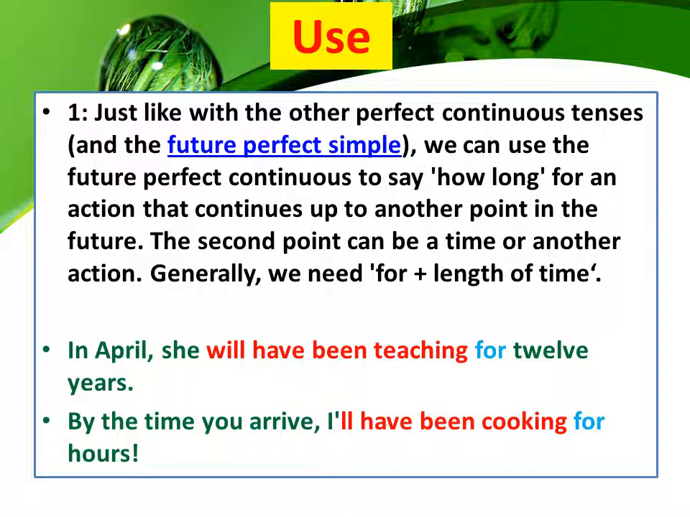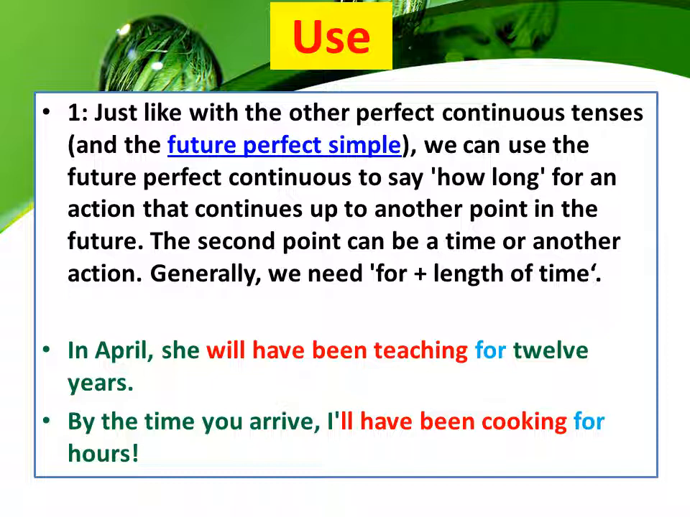Okay, the use. Just like with the other perfect continuous tenses and the future perfect simple, we can use the future perfect continuous to say how long an action continues up to another point in the future. So, like the future perfect, we say how long the action will take before a specific time. The second point can be a time or another action. Generally we need for plus length of time.